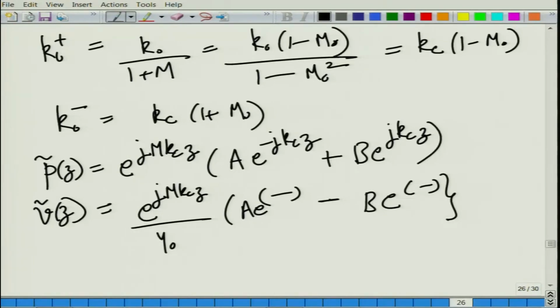Okay. So, what happens is that now these expressions are almost nearly identical with the case when there is no mean flow in a duct, that is, with a stationary medium, because you see the forms A into e to the power minus j k naught z and B into e to the power j k naught z. So, K c is playing the role of K naught, where K c is nothing but this term that is encircled somewhere here, K naught divided by 1 minus m naught square. So, clearly when m naught is 0, these expressions reduce to the old form.